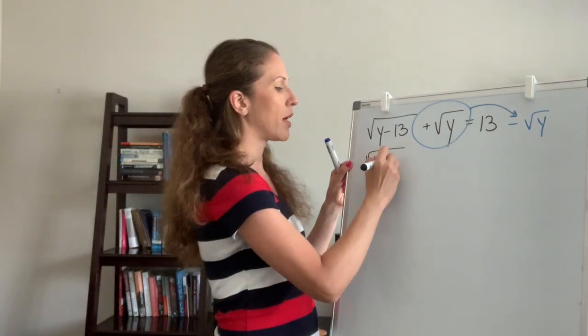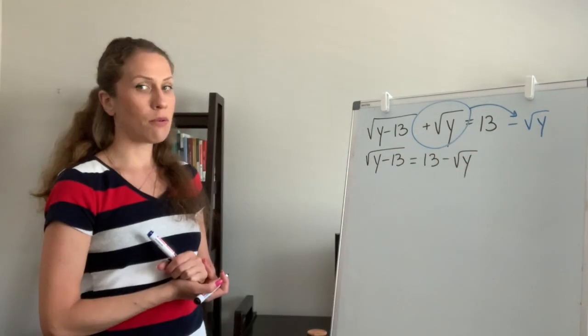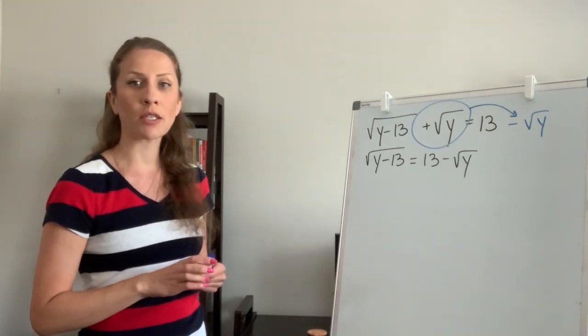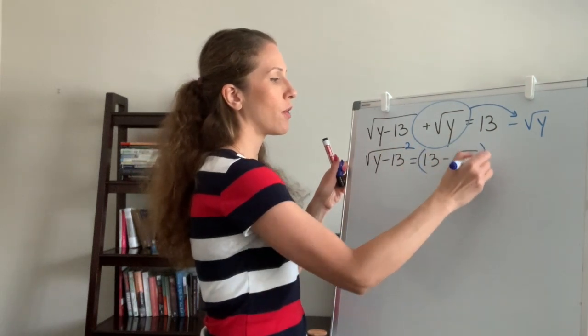At this point, here's what I have. Square root of y minus 13 equals 13 minus square root of y. Now we're ready to square each side with the purpose of removing the radical. So I'm going to square the left side. And I'm going to square the entire right side.